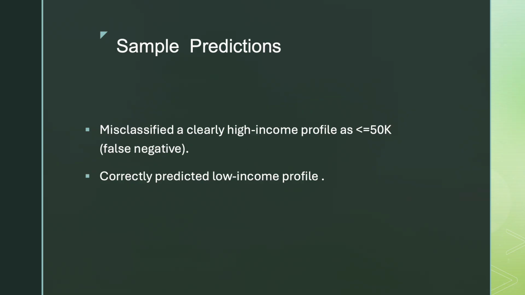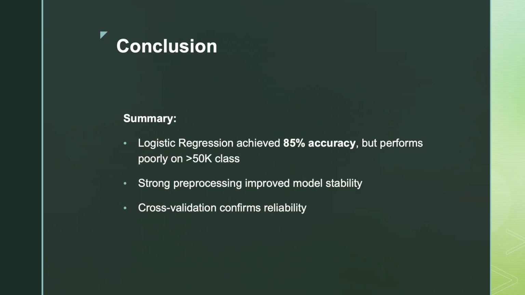Next, this model was tested on 2 hypothetical profiles. The model misclassified a clearly high income profile as less than or equal to 50K. That is a false negative, demonstrating the current model threshold and class bias issues. The second record, the low income profile, was correctly predicted. This highlights the need to tune for recall on the minority class if identifying high income individuals is the priority.